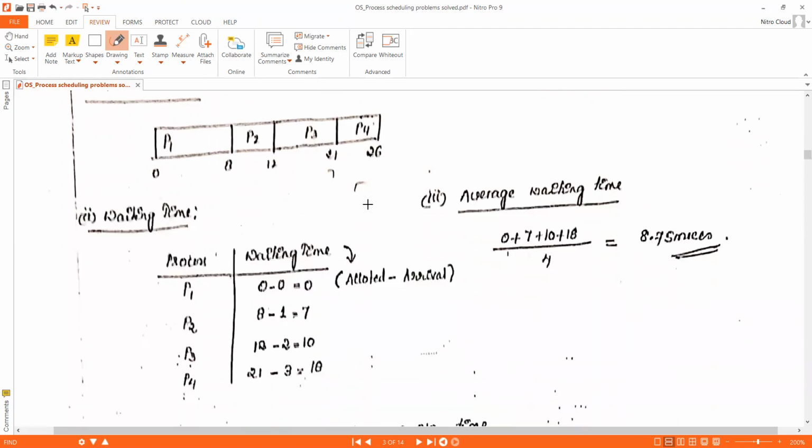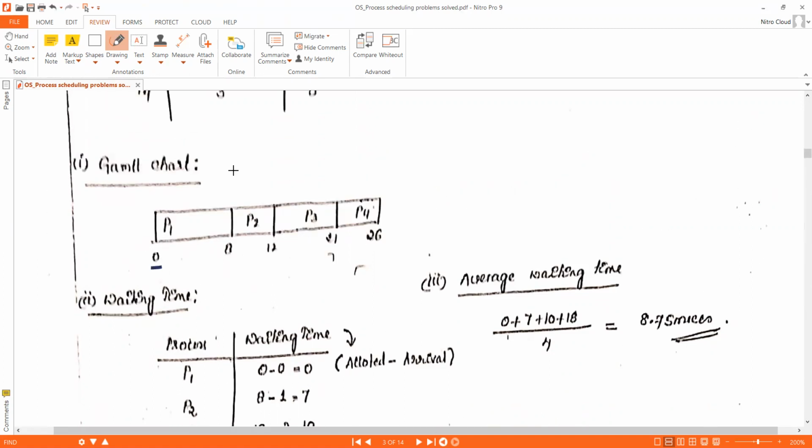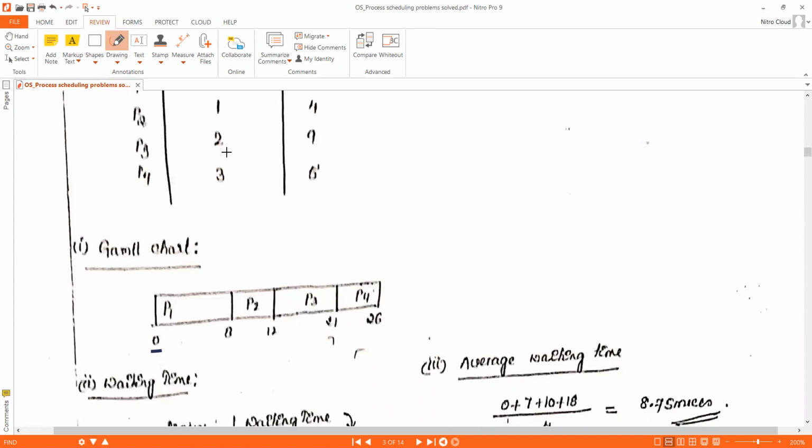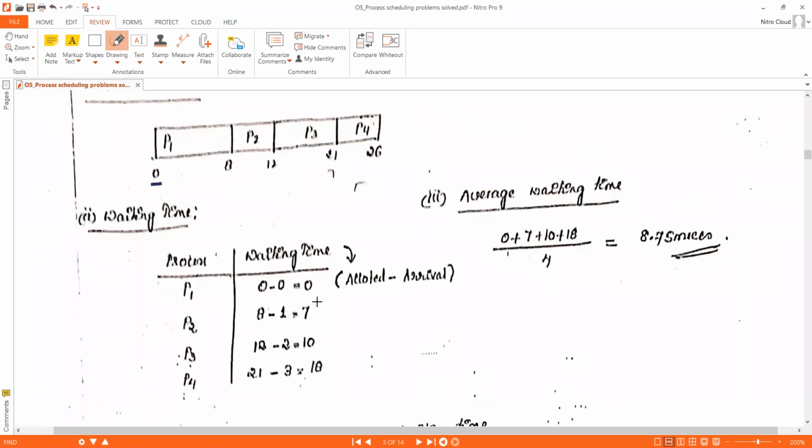Now we need to find waiting time. How to find the waiting time? Waiting time is nothing but process allotted CPU minus its arrival time. Okay. For process 1, CPU allotted at what time? It is 0, clock time 0 milliseconds. 0 minus process 1's arrival time. Arrival time is 0. Okay. 0 minus 0. 0 is the waiting time for process 1.